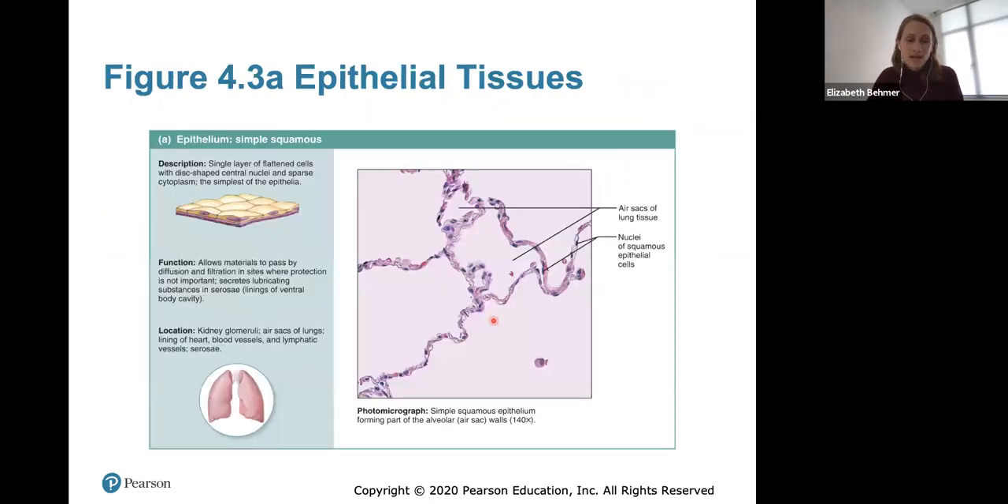ventral body cavity. So here's a look at simple squamous, a single layer of flat-like cells. You can see the darker circle is the nucleus. So these are great snapshots of what the epithelial tissue is and where it's located, which are two things you'll need to know both for lecture and for lab.